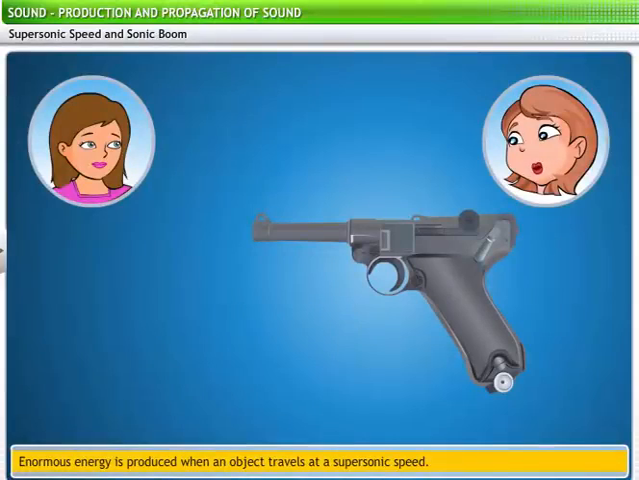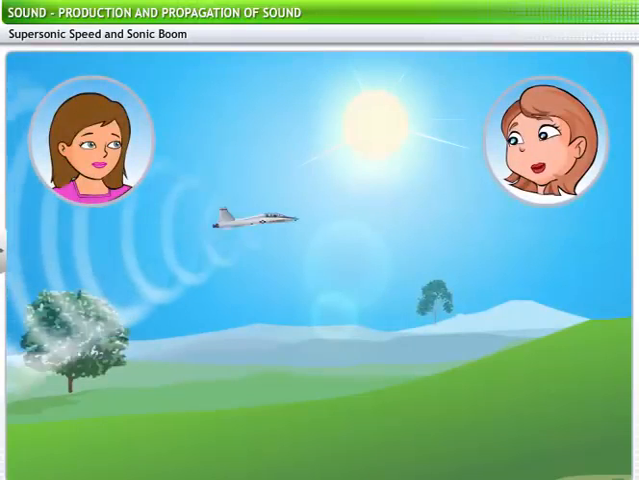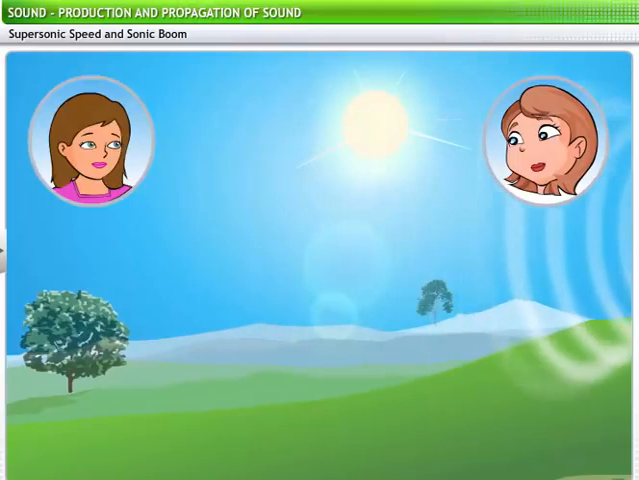For example, a bullet fired from a gun travels at a supersonic speed. Some jet aircrafts, at times, travel at supersonic speeds.